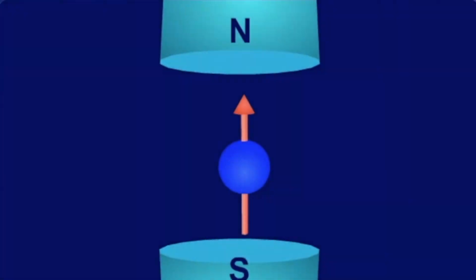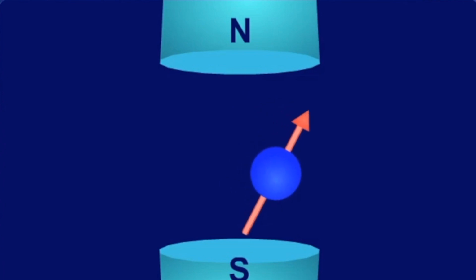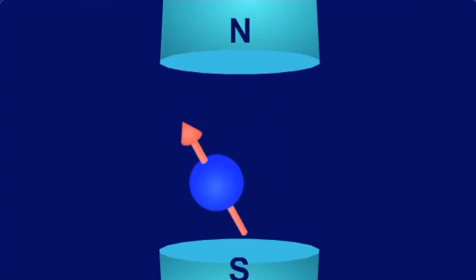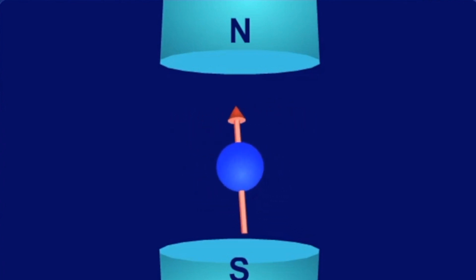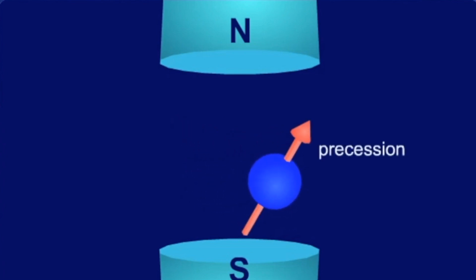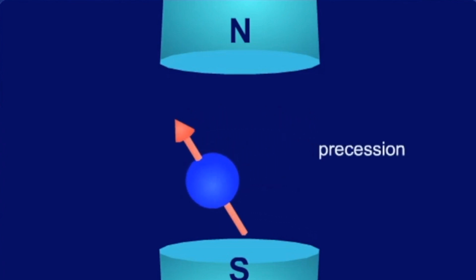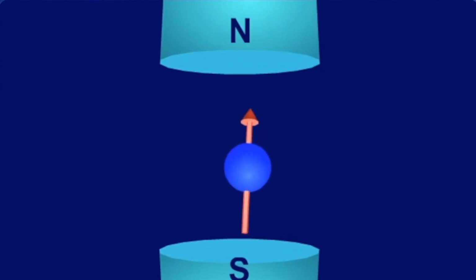Let's take a closer look at these protons. We'll see that the protons do not just lie there, aligned parallel or anti-parallel to the magnetic field lines. Instead, they move around in a certain way. This type of movement is called precession. What type of movement is precession?